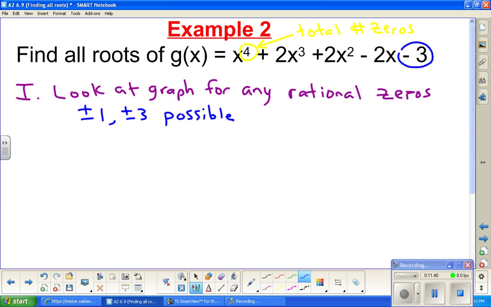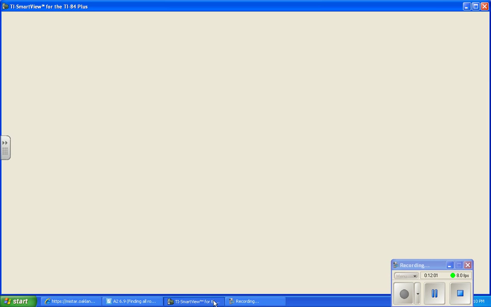Okay, so let's look at that graph and see if any of those work for us. Or maybe all 4 of them do, and we'll be done again. But I have a feeling this one's not going to work out as nice, because I planned it that way so it wouldn't. We just named it G instead of F, no reason. Okay, so I have this thing graphed. Looks like that.